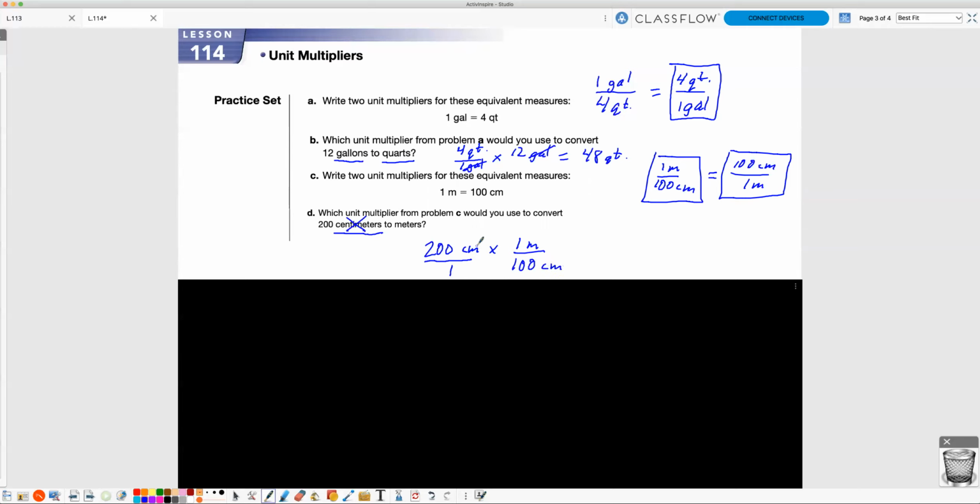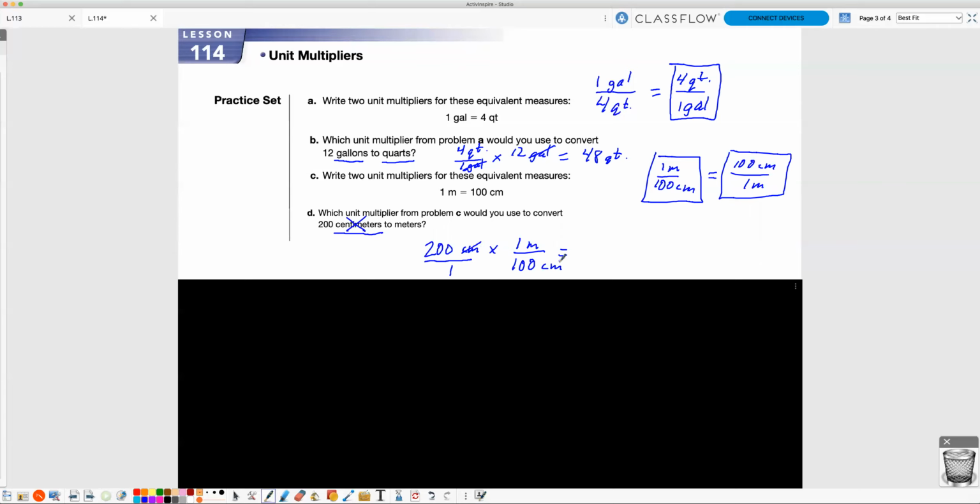Once I've done that, I notice that I could end up with this. If I multiplied this straight across, I'd have 200 centimeters times meters divided by 100 centimeters. Or I could just notice right off the bat that this is in the numerator.